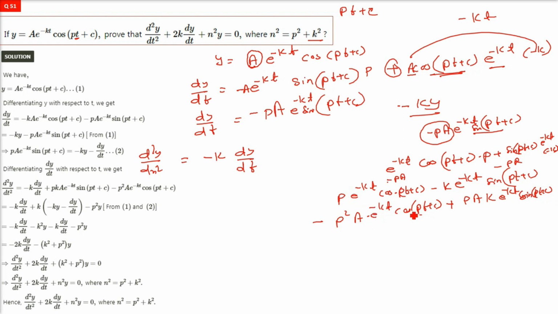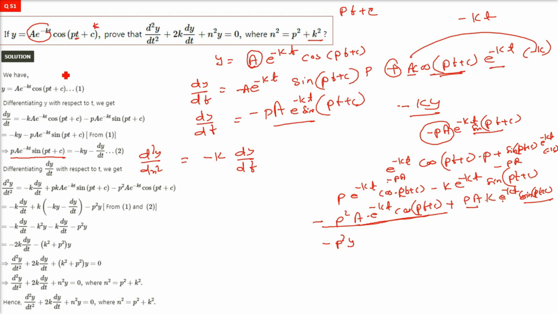Right? Minus K divided by dt with this term. This is the term we got after differentiating minus PA e to the power minus KT sin(PT plus C). Let us see, minus P square Y, because this whole term is as we just did few seconds ago. So this can be replaced as Y, and this whole, please remember dy by dt was what? dy by dt is minus PA e to the power minus KT sin(PT plus C), and we already have it. So PA e to the power minus KT and sin(PT plus C). Only K is not there, otherwise everything is there, right? So we are going to write minus KY and K divided by dt.